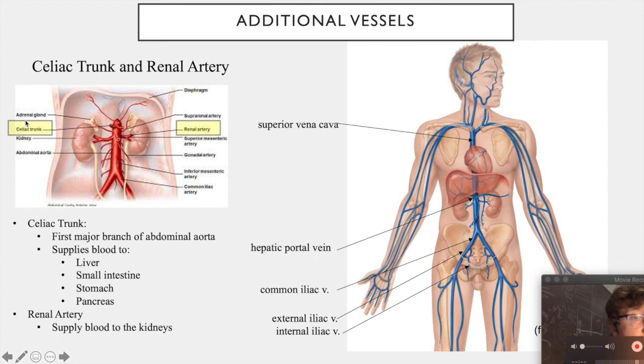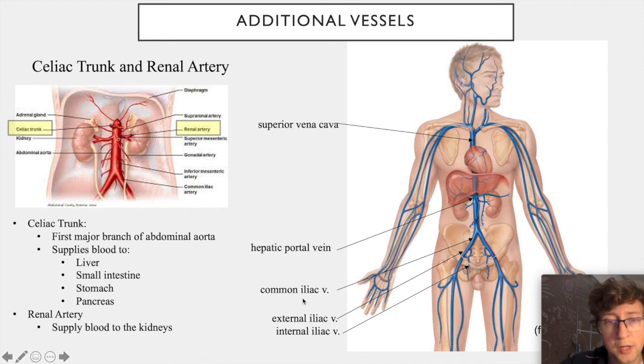So first we have the celiac trunk. This is going to be the first artery after the diaphragm, so the first artery coming off our abdominal aorta. And this is going to branch into three different blood vessels that will ultimately be supplying blood to the liver, the small intestine, stomach, and pancreas. And then right below the celiac trunk, we'll have a right and left renal artery, which will be supplying blood to the kidneys.